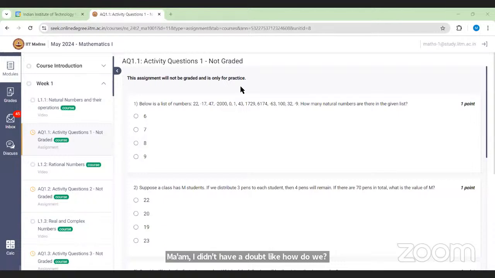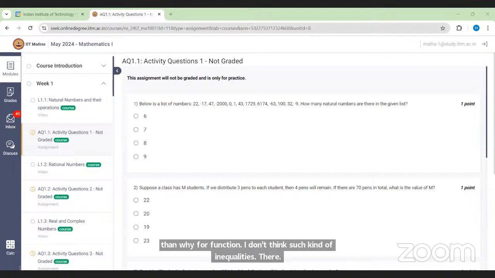Ma'am, I just have a doubt. There are some questions wherein we get x and y belongs to R and x is greater than y. If it is greater than, instead of equal to, then how do we check for functions? Greater than y for a function, I don't think such kind of inequality is there. You can mention the specific question number.